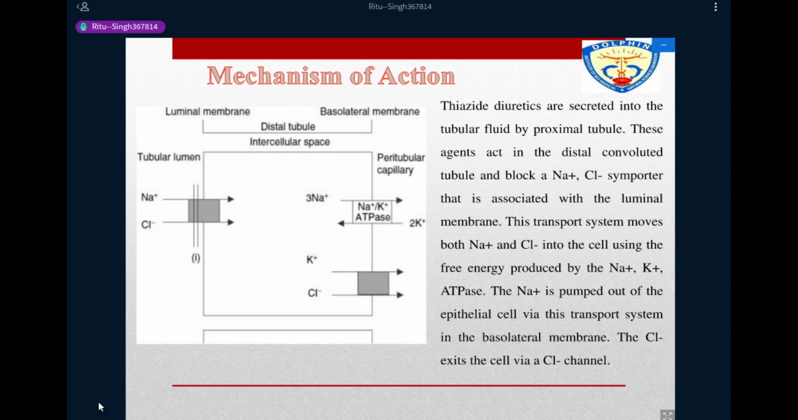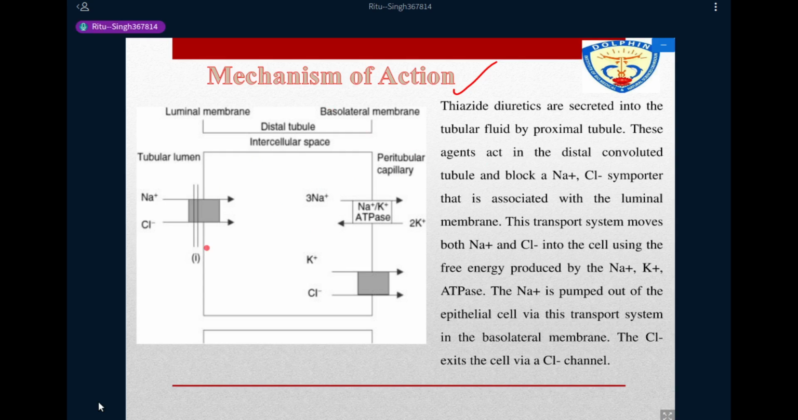Now we discuss some other points related to the mechanism of action. So the mechanism of action of thiazides is also important. These thiazide diuretics are secreted into the tubular fluid by the proximal tubule, but their site of action is the distal tubules. These drugs act on the distal tubules.